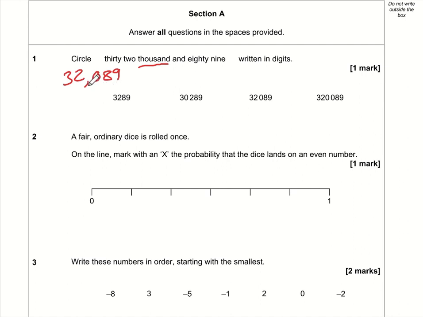Now we can take the comma out if we don't really want to have the comma there, or we can leave a space, but these commas are quite helpful for writing figures or digits in words, or for turning worded problems like this into digits. So we can see it's 32089, and that is answer 3.